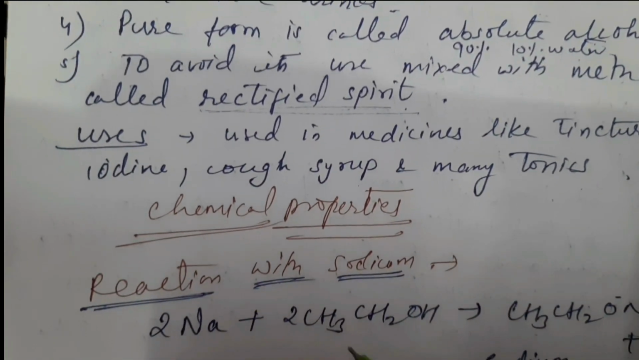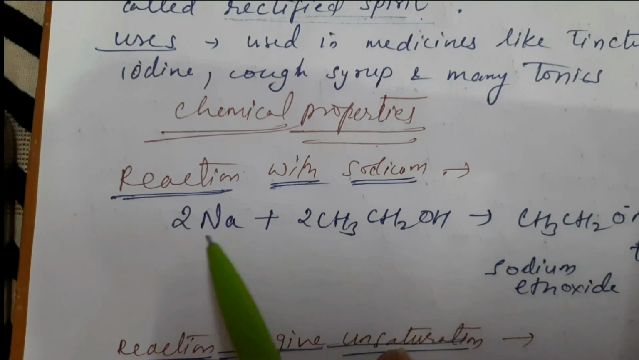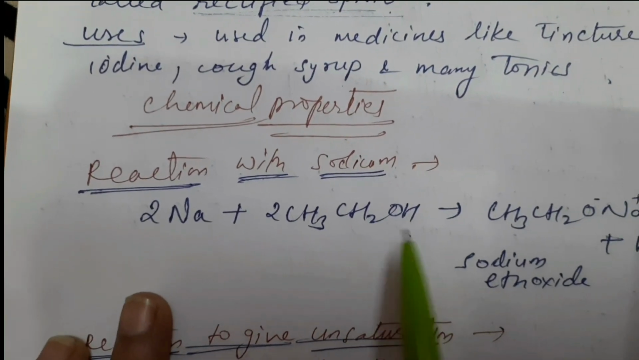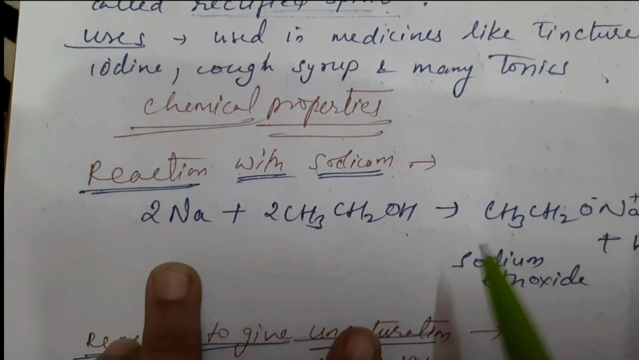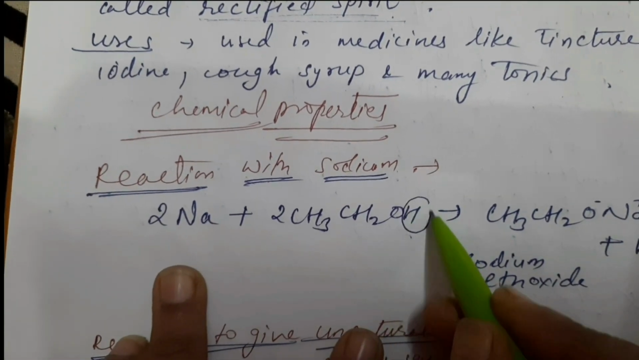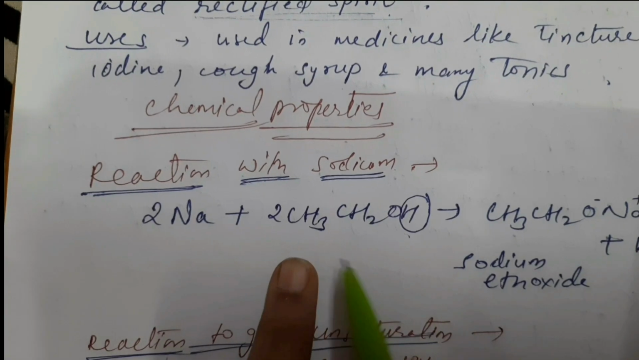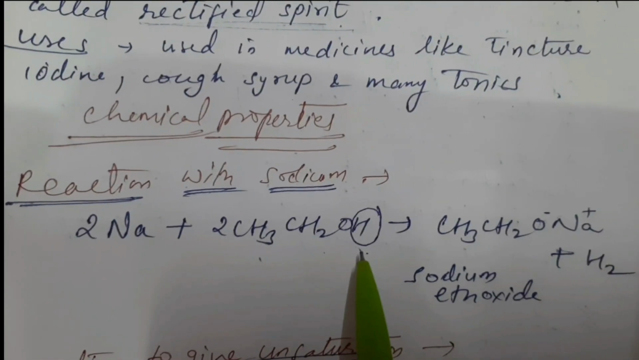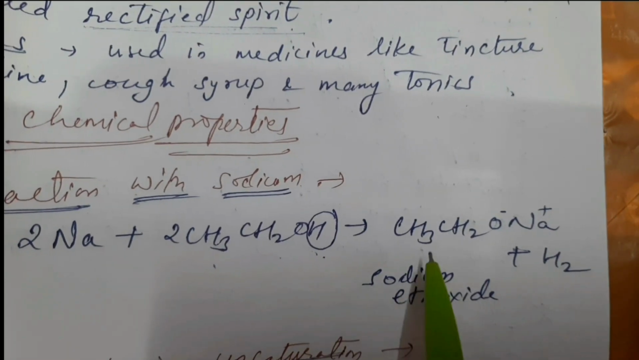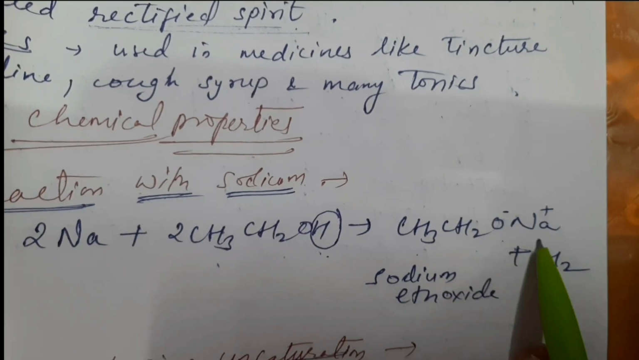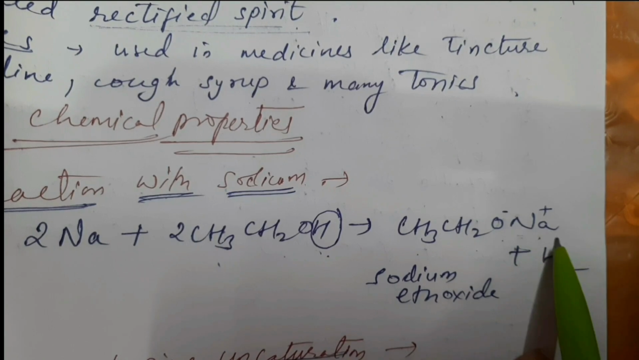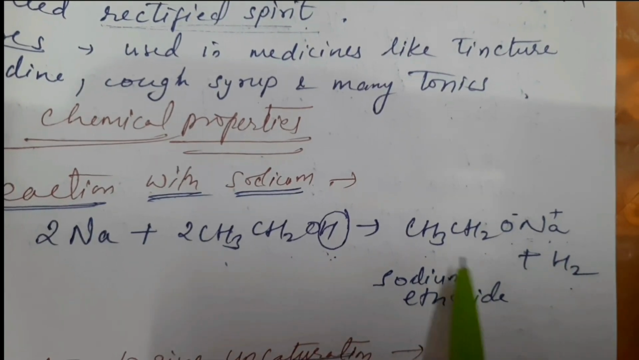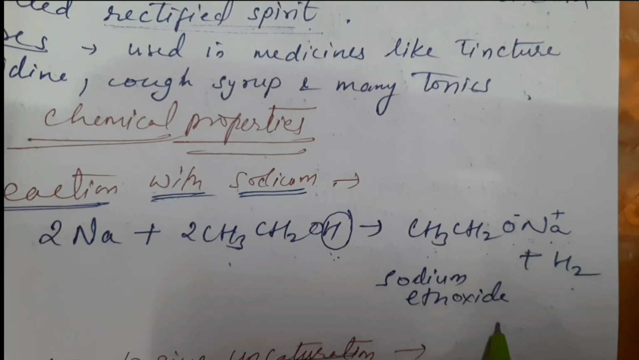Now coming to the chemical properties of ethanol, the first one is reaction with sodium. When ethanol is reacted with sodium, sodium will add up and the hydrogen will get replaced by sodium. So simply you can remember the reaction: ethanol CH3CH2OH, when we add sodium, gives CH3CH2ONa. In place of hydrogen I added sodium, and the hydrogen which got removed will be liberated as hydrogen gas. So this compound is called sodium ethoxide.